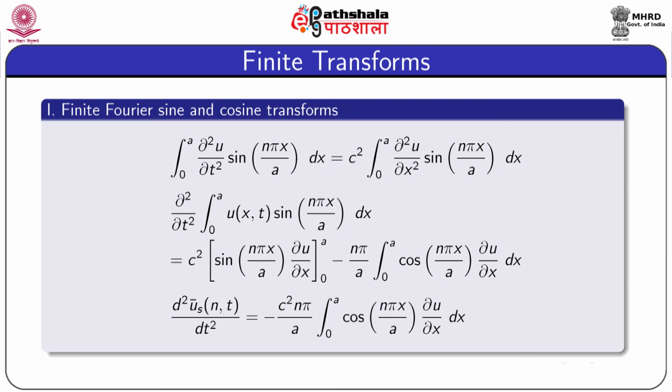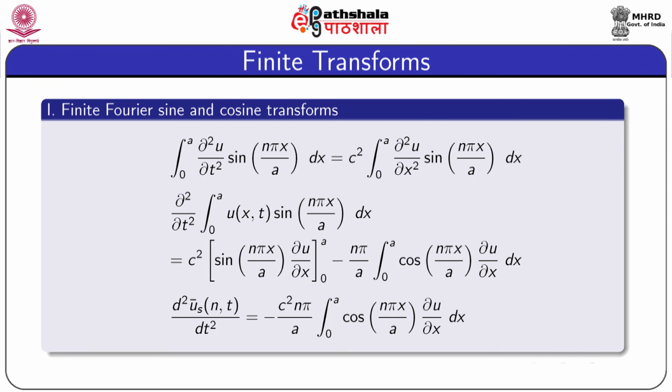Now if we evaluate the right hand side, we apply integration by parts, taking del 2u del x square as the second function and sin n pi x by a as our first function. Integration by parts gives the expression which is written here. Now if we apply the boundary condition at x equals 0 and x equals a, then the term in the square bracket becomes 0. So the equation is written here.